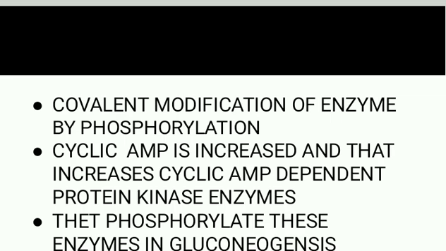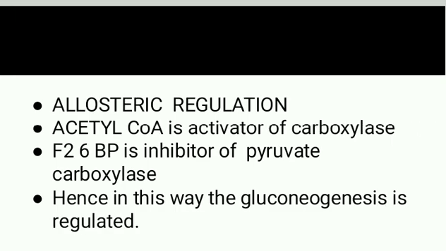Some covalent modification occurs. Protein kinase, an important reaction, occurs. The cyclic AMP, that is cyclic adenosine monophosphate, level is increased, and that increases the cyclic AMP dependent protein kinase enzyme. Then it phosphorylates these enzymes in gluconeogenesis, and then the process is regulated. Similarly, allosteric regulation is also there. Acetyl CoA is an activator of pyruvate carboxylase, so it activates gluconeogenesis.